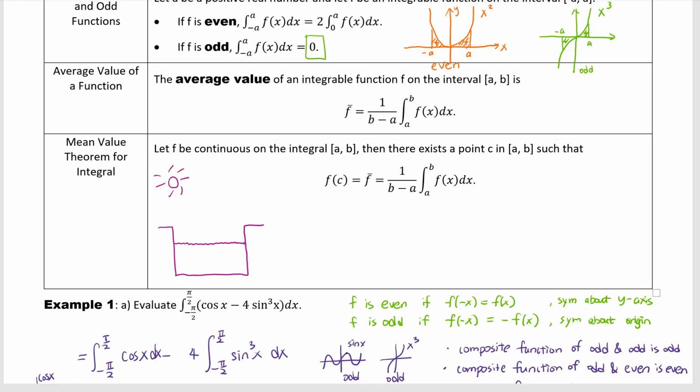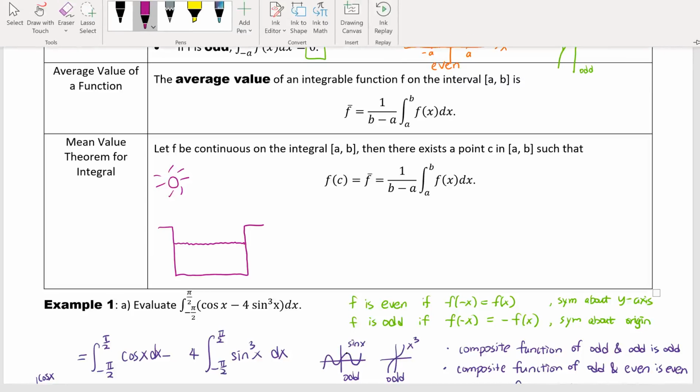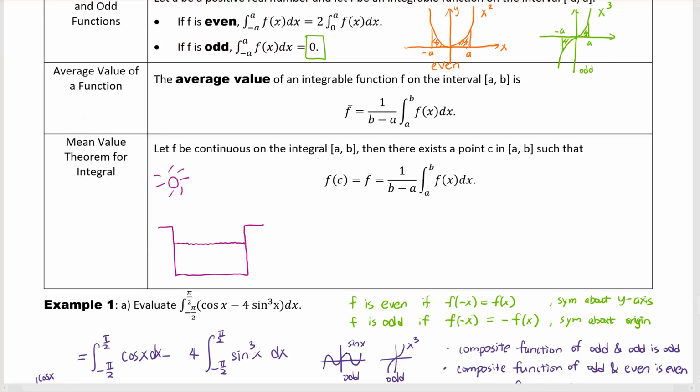This is what happens if nobody jumped into the pool. Now, a person is you. You come over here and you jump into the pool. What happens? The water level is going to change. What can you say about this area, the blue area and the purple area?